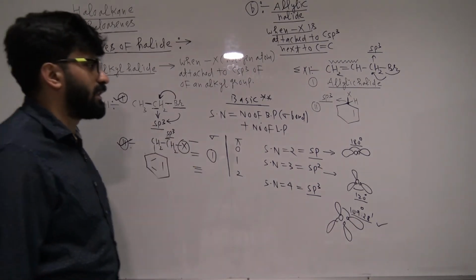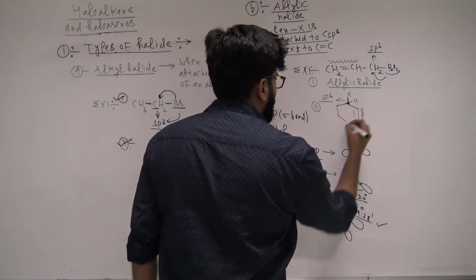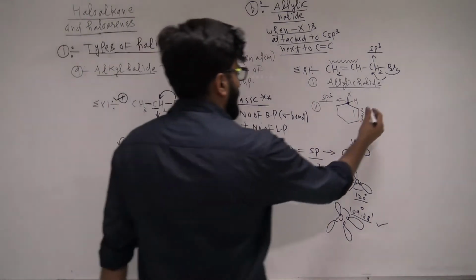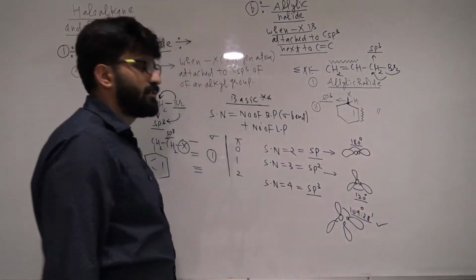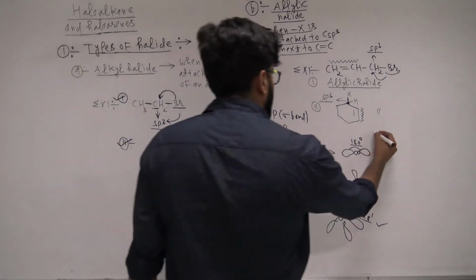But here, as you can see, this carbon is next to C double bond C. I hope you can see it. So what kind of halide is it, guys? It is also allylic halide. It is also allylic halide. Clear to everyone? One more question I'm discussing just for you.